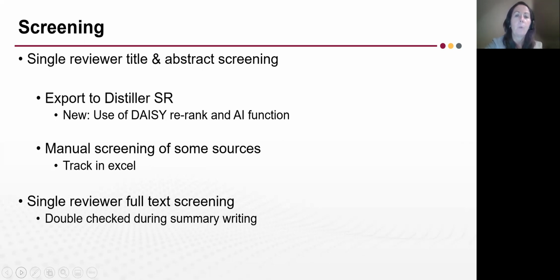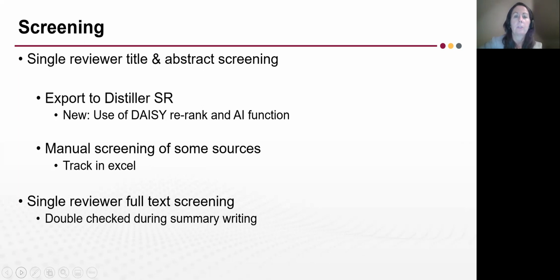We've also been using Distiller SR, which is an electronic platform to help support syntheses. And one of the functions of this is called DAISY re-rank, an AI function. And so as you screen through your results and identify relevant results, DAISY learns what appears relevant and will re-rank your result set in order of most likely to be relevant from the top to the bottom.